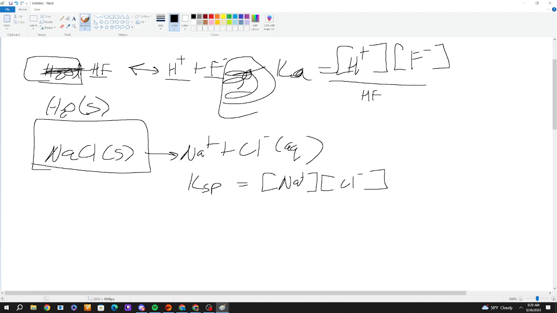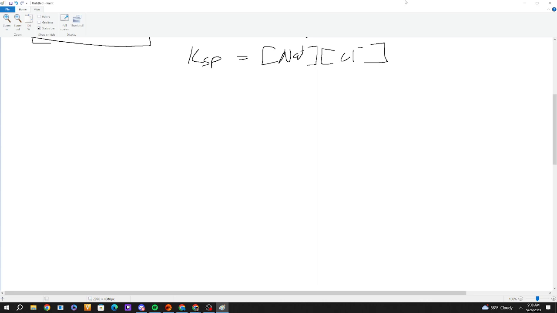Or if I were to include, not a gas, sorry, a solid or a liquid here, I still would not include it in the top region. I would not include it in the product region. Okay, so that's really the primary way of understanding equilibriums and notations.